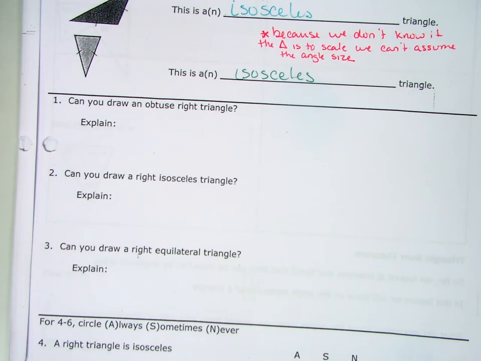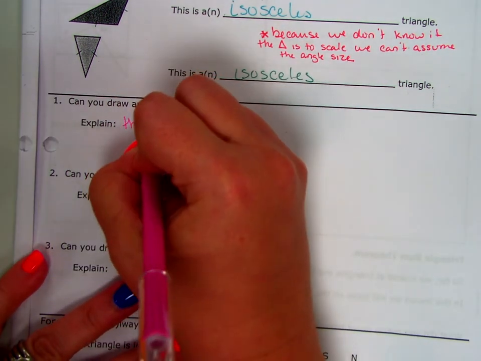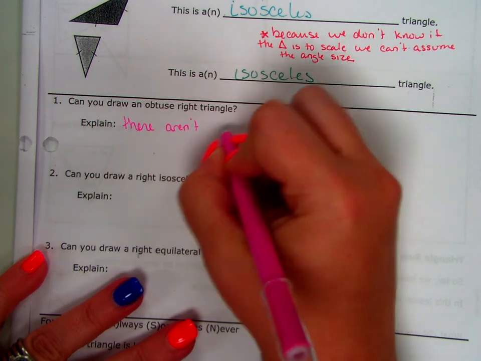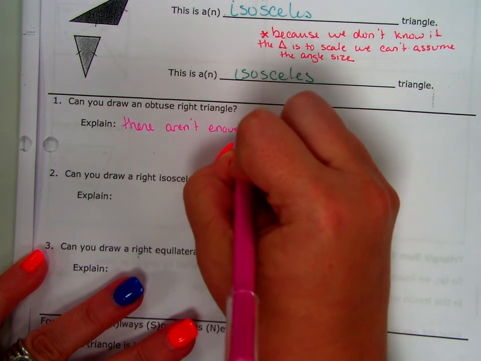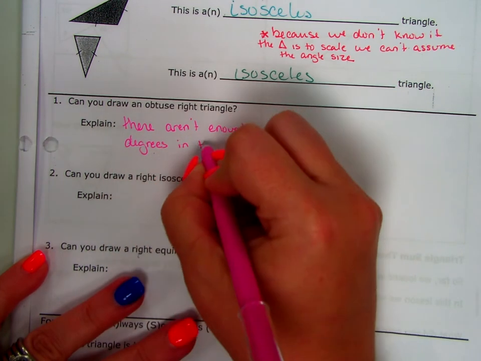Number 1. Can I draw an obtuse right triangle? No. Why not? A triangle has 180 degrees. So if I use 90 for one corner, there's only how much left for the other two angles? There's only 90 left, right? And I have to divide that 90 into the other two angles. So there aren't enough degrees in the triangle.